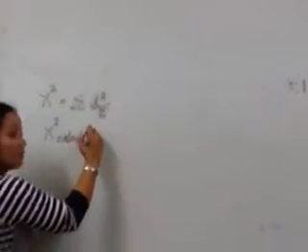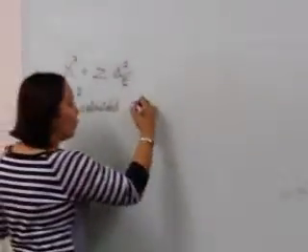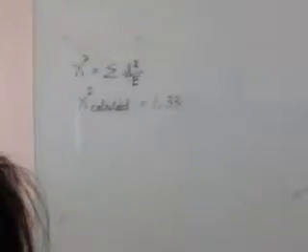Does it make sense? No. Ano naman kung meron kang calculated na 1.33? How are you going to interpret this one? What is the meaning of chi-square equal to 1.33?